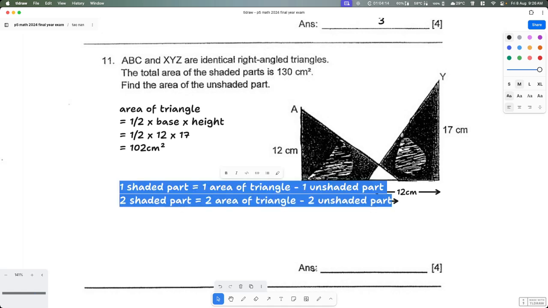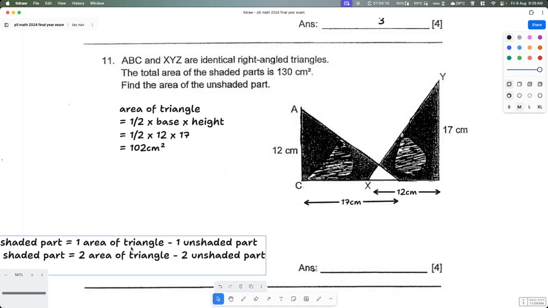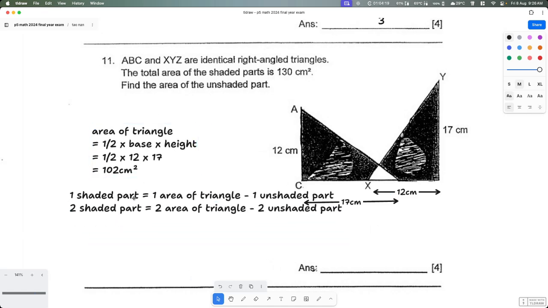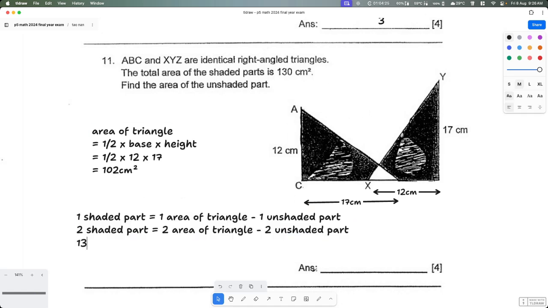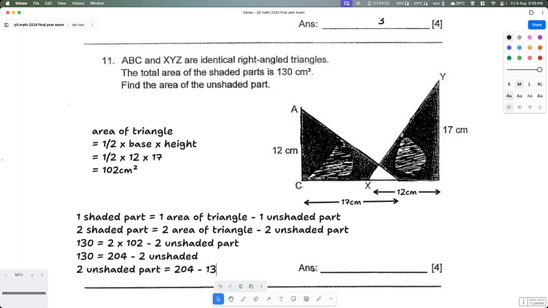So let me just put this over here. Okay, so I'm going to put it like this. One shaded part. The shaded part over here is equal to 130, which is equal to 2 times 102, then minus 2 unshaded parts, like this. So that means 130 is equal to 204 minus 2 unshaded parts. In a way, 2 unshaded parts is equal to 204 minus 130.